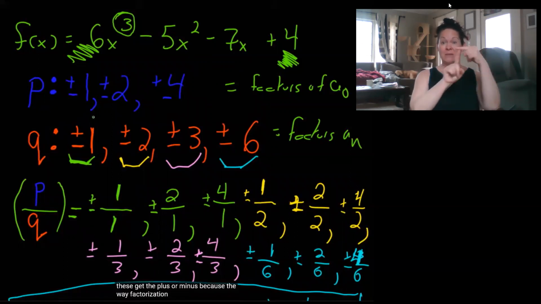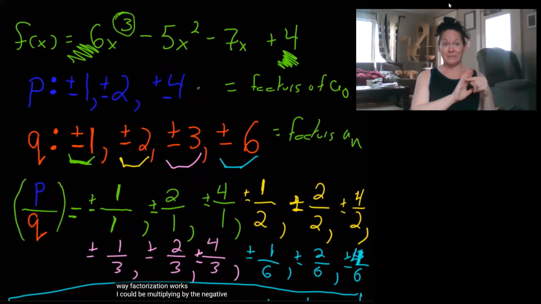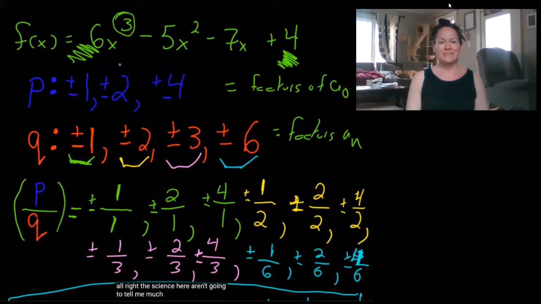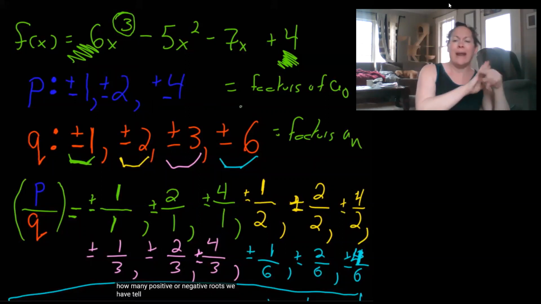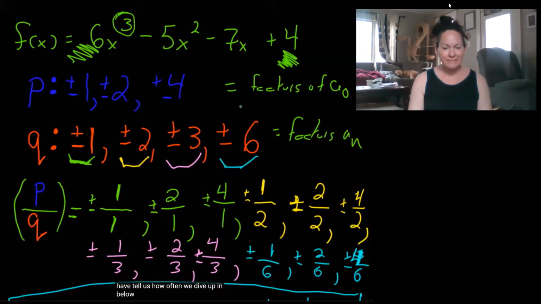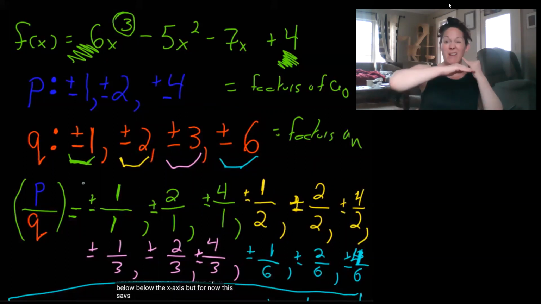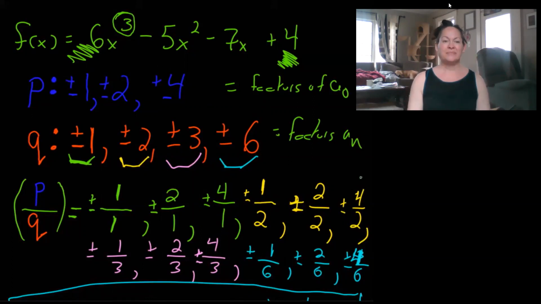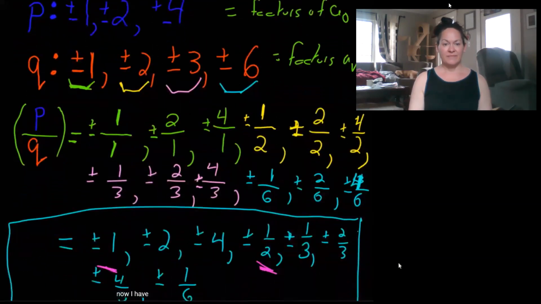Because the way factorization works, I could be multiplying a negative times a positive times a positive, or a negative times a negative, right? The signs here aren't going to tell me much yet. We're going to have some more tests that are going to tell us how many positive or negative roots we have, and how often we dip above and below the x-axis. But for now, this says, hey, here are your possible answers. Now I have to find them all.